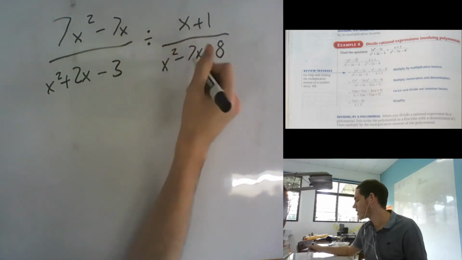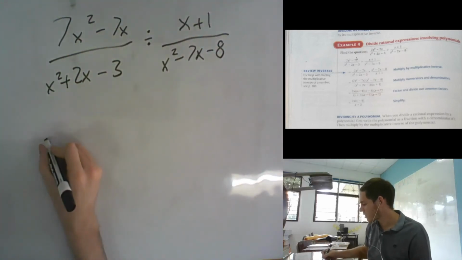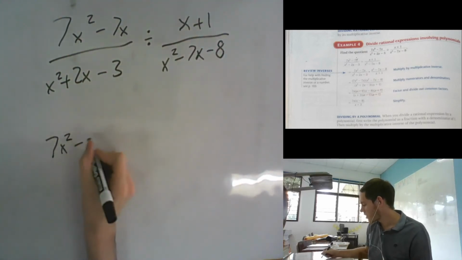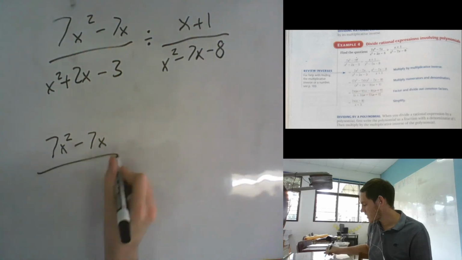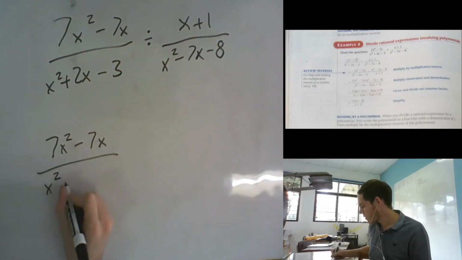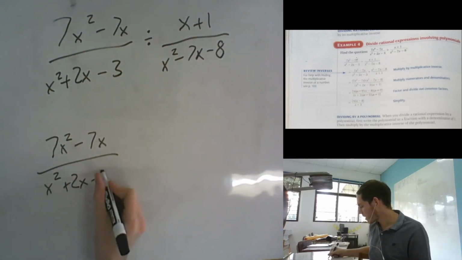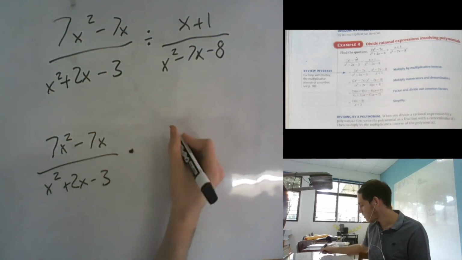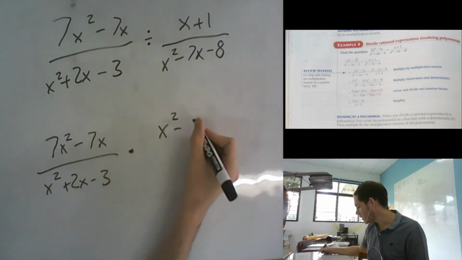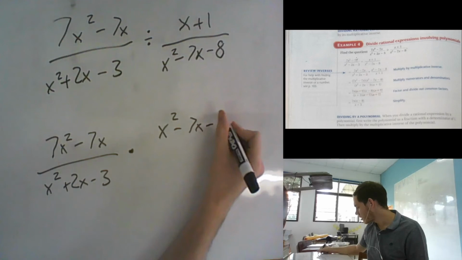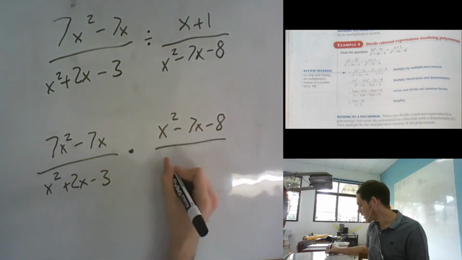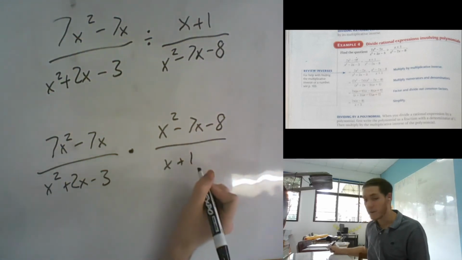Okay, so division. We just flip this, so we get 7x squared minus 7x, so that stays the same. But when we divide by a fraction, we multiply by the reciprocal. So the denominator becomes the numerator, and the numerator becomes the denominator. Now we have two options.